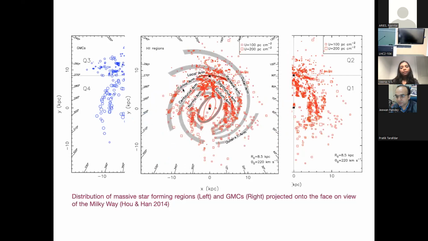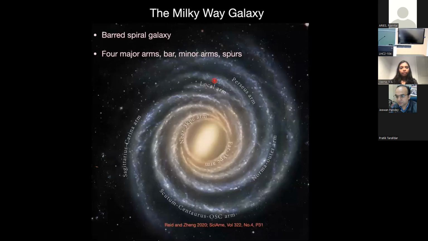So then if we try to overplot the models which we obtained from the longitude velocity diagrams with the corresponding distance estimates of the star forming regions, they match quite well. And this is how we try to infer the morphology of the Milky Way. So shown here is the most scientifically accurate picture of the Milky Way produced so far. Of course, this is an artistic impression, and this is by Reid and Zheng 2020.